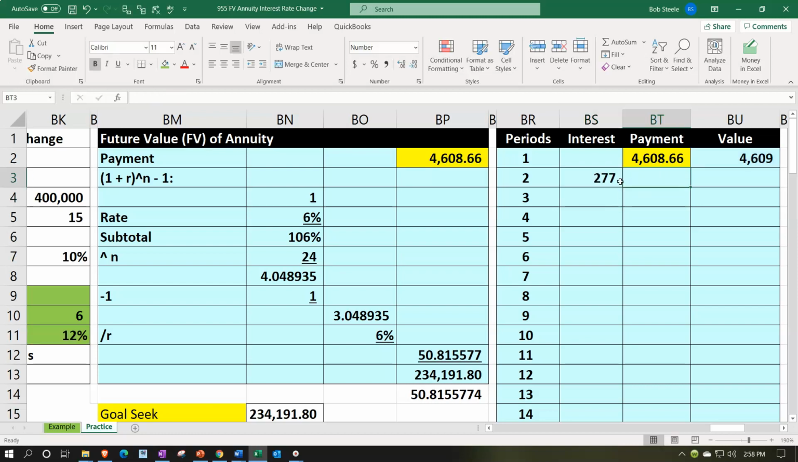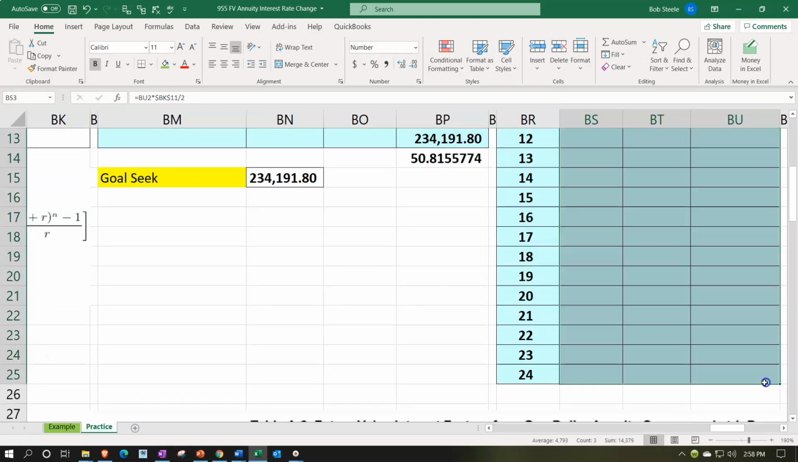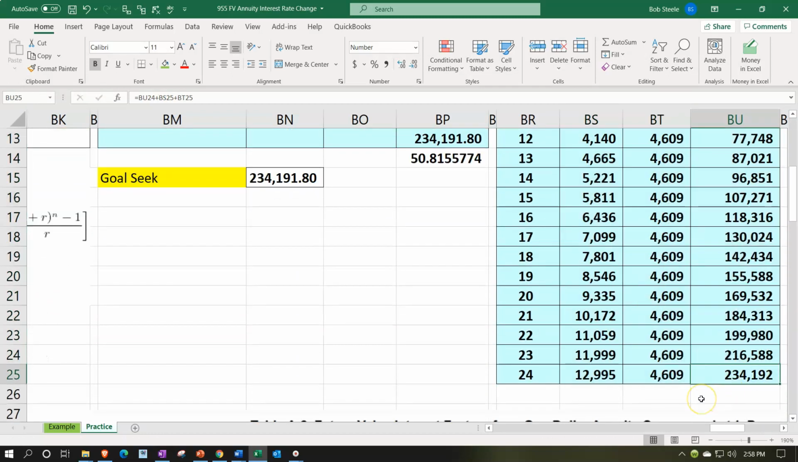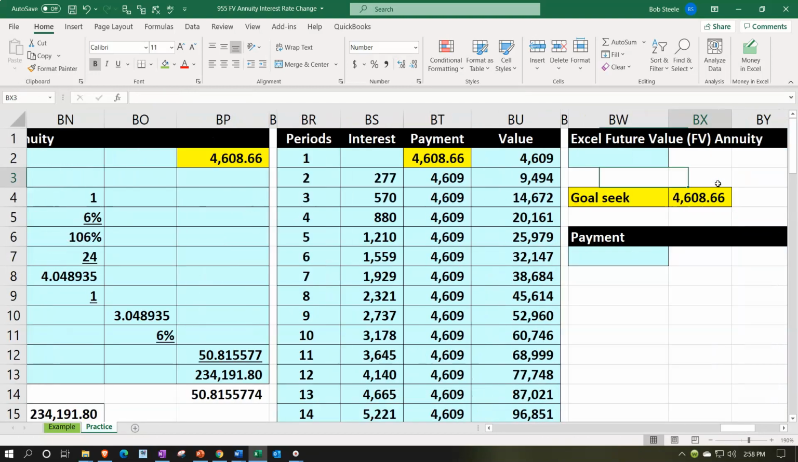and enter. The payment will remain the same each time, so I'm just going to say equal the prior payment. The value will then be the prior value plus the interest plus the payment. And then we can copy that on down, selecting these cells, copying that down for the 24 payments. We then get to, once again, that 234,191 or 2, about, rounded pennies being taken off here.